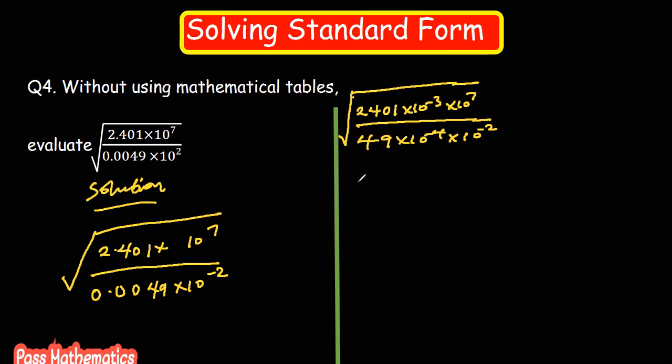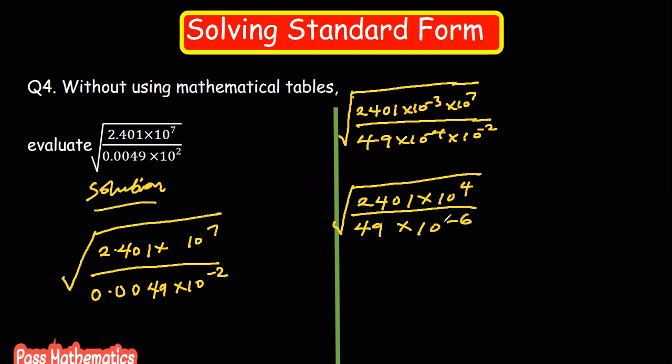So let's try to add the indices. We rewrite our square root: 2401 times 10 to the power of, we should have plus 4, that is minus 3 plus 7, so it should be plus 4, divided by 49 times 10 to the power of minus 4 plus minus 2. We are going to have minus 6.